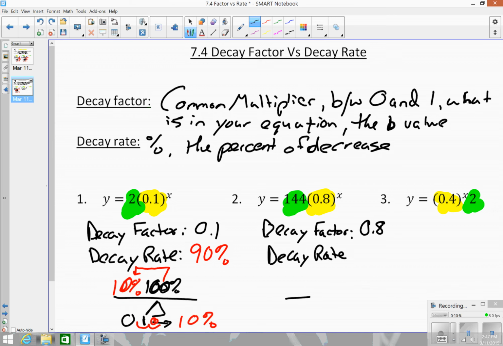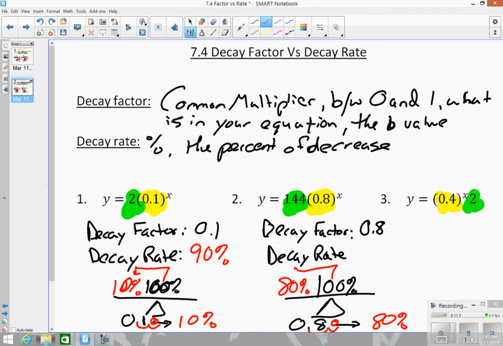Now draw our scale. Think of 100%. I have my decay factor as 0.8. Change that to a percent. So it's going to be 80%, right? Now is 80% to the left or to the right? For decay, you're always going to go to the left because we're always talking about a decrease. So what is the percent of difference there? Well, to get from 80 to 100, it is 20%. Good. So the percent of decrease here is 20%.